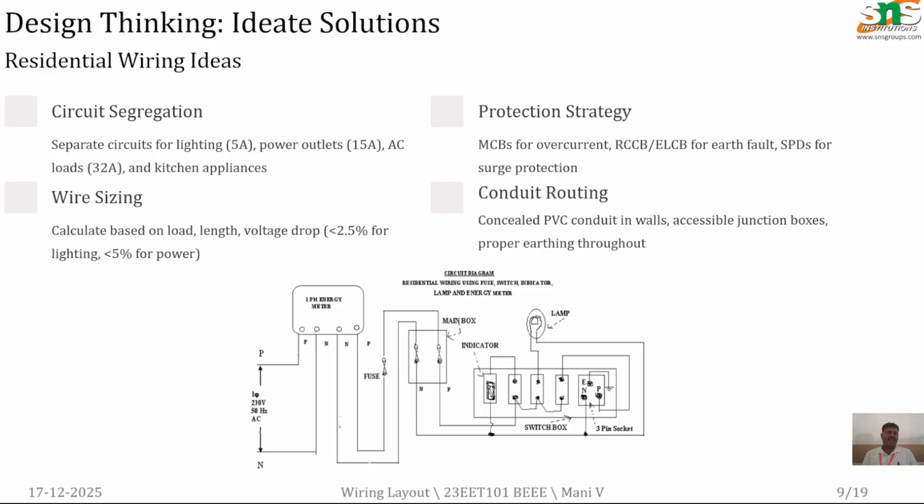The residential wiring ideas. While doing residential wiring, we have to segregate the power supplies. For lighting, we give a separate power supply with a fuse of 5 amps. For the power outlets, like plug points, we use wiring for a 15 amps power supply. If you are using an air conditioner in the home, we have to give a power supply of 32 amps, as well as for kitchens.